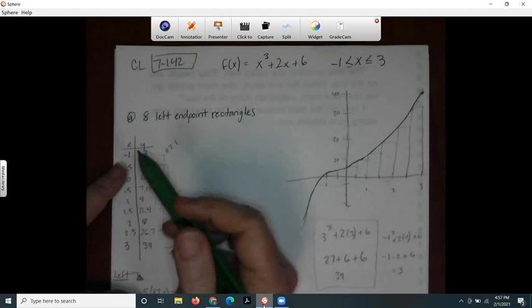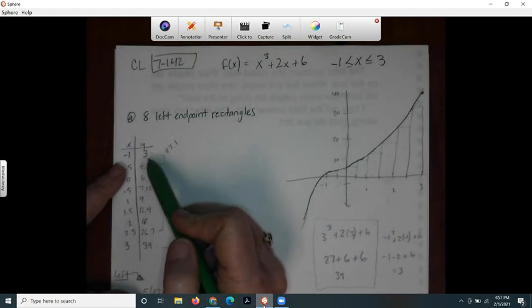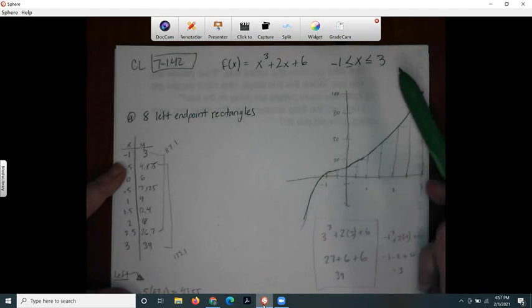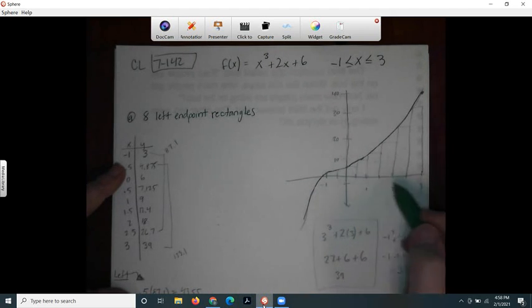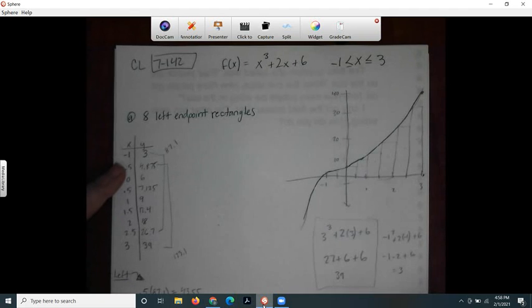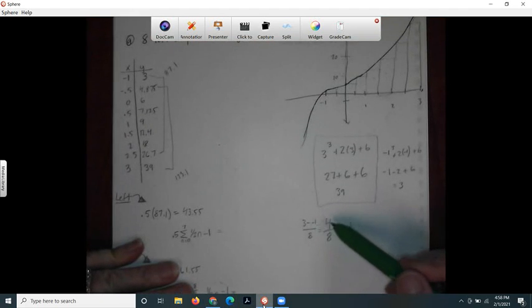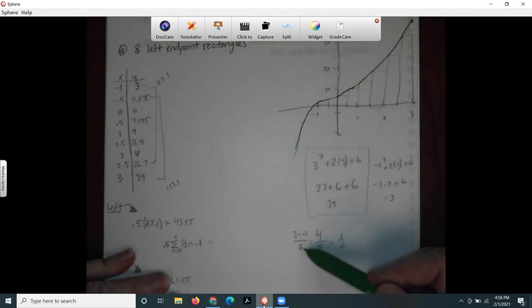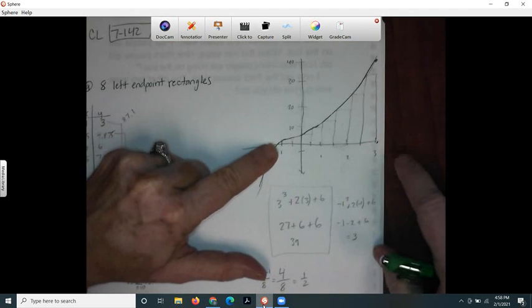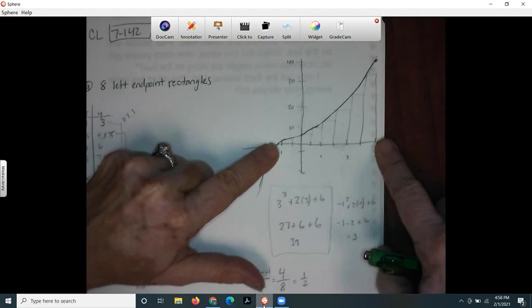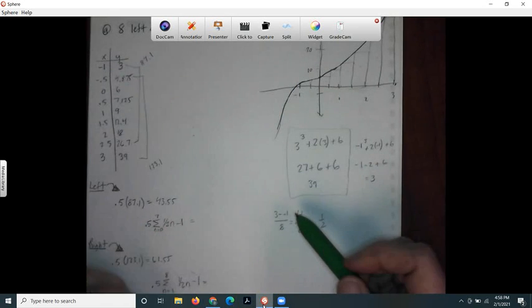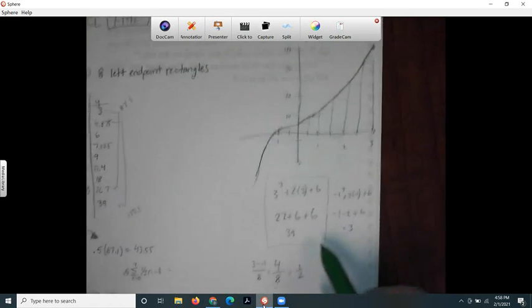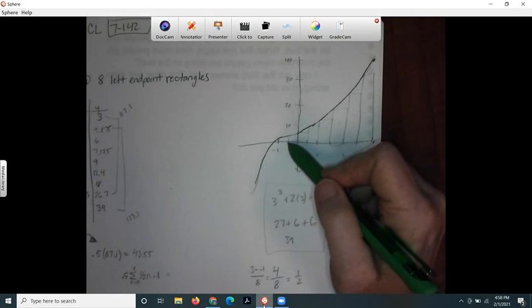So I want to know some y values. It tells me that I'm going in between negative 1 and 3, so 3 minus negative 1 is 4. I need 8 rectangles, so the span between negative 1 and 3 is 4, divided evenly into 8 rectangles. 4 divided by 8 is a half, so the width of each rectangle is going to be a half.